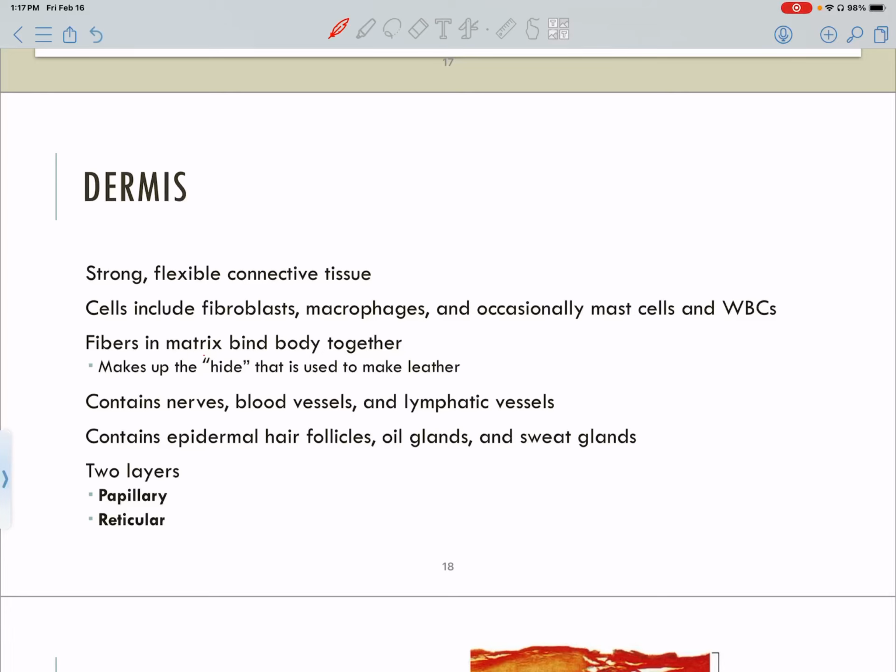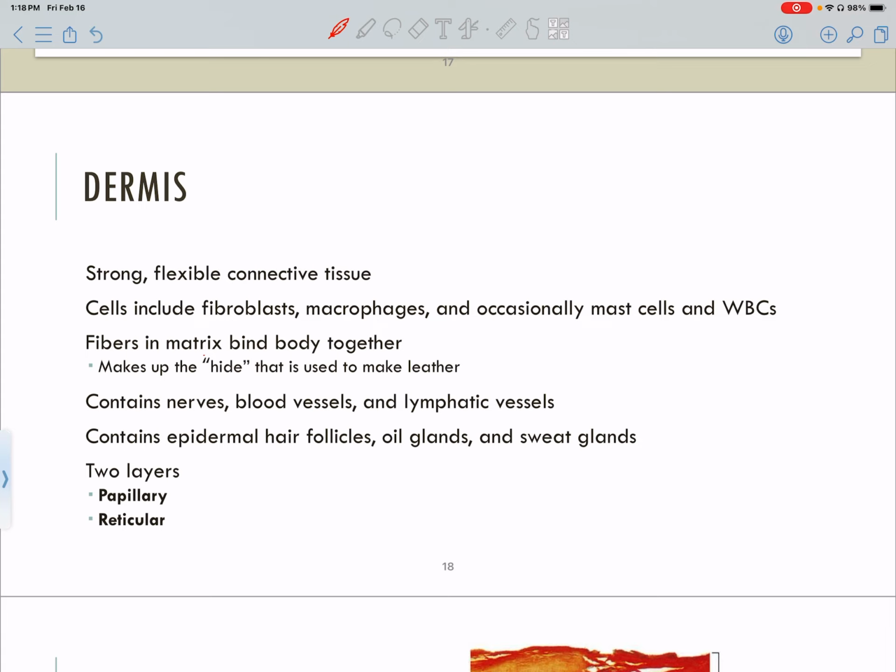Okay, so this mini lecture is going to be on 5.3 and 5.4. We're going to talk more about the dermis and the pigments that contribute to skin color. So we already touched briefly on the dermis and that it's the second general layer of the skin and it lays deep to the epidermis.